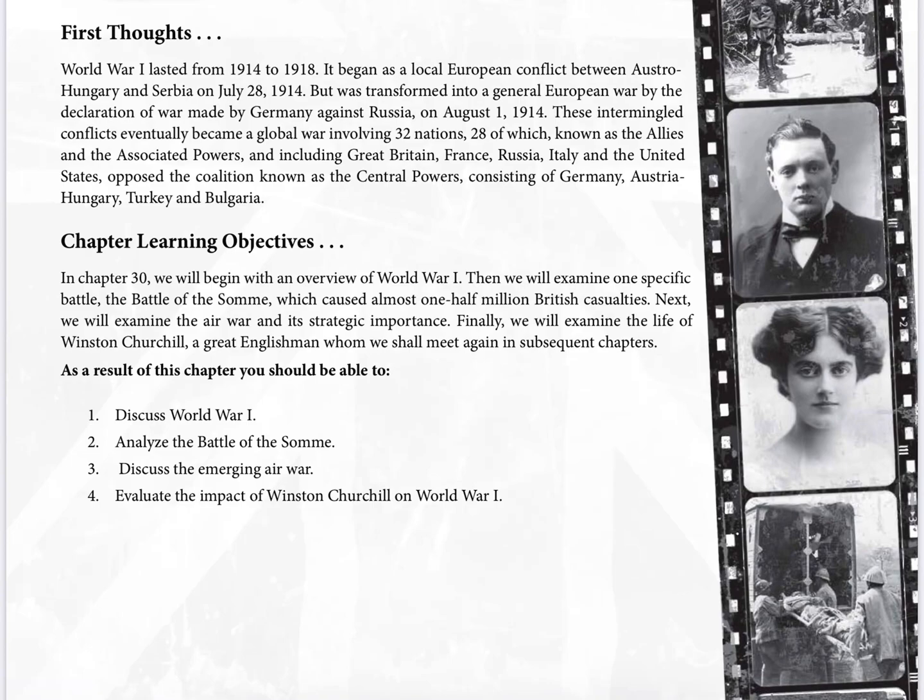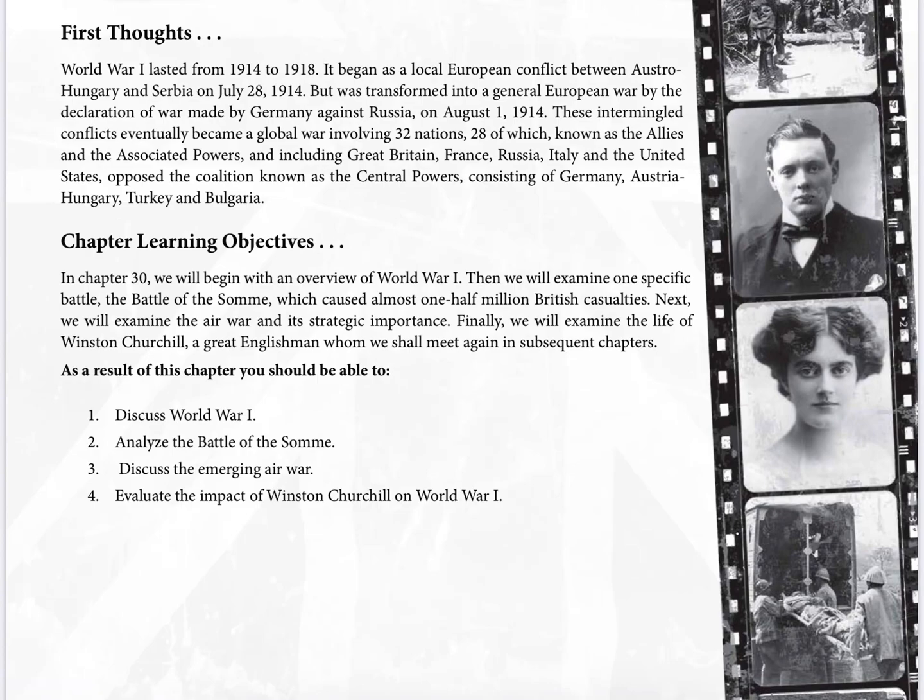So the first thoughts, just kind of introducing the chapter here. World War I lasted from 1914 to 1918. It began as a local European conflict between Austro-Hungary and Serbia on July 28, 1914, all right? But it was eventually transformed into a general European war by the declaration of war made by Germany against Russia, all right, on August 1st, 1914. These intermingled conflicts eventually became a global war involving 32 nations. So it started small, and then more and more people began to get involved.